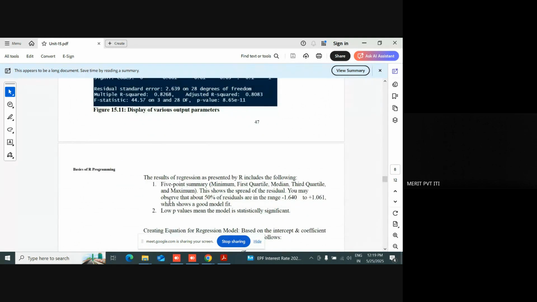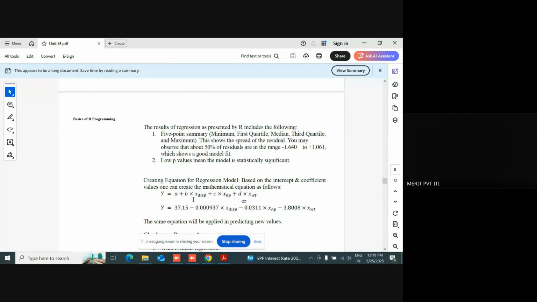And the results of regressions presented by R include the five-point summary: minimum, first quartile, median, third quartile, and maximum. So this shows the spread of the residues and all that. So y is equal to a plus bx, and cxp. All these things are there. So this is multiple regression. X is all these. These are various types of different x's being used here.